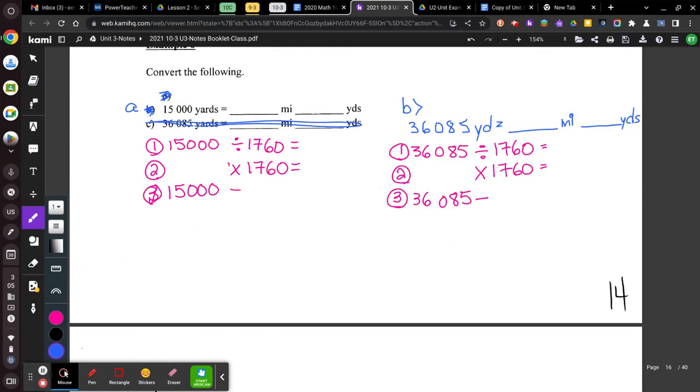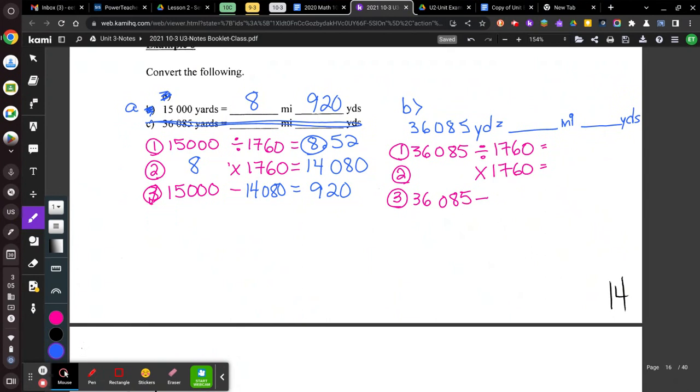So we take a look at the next 2 examples. We start with our original 15,000. We're going yards to miles again. So the first one is dividing. We're going to get 8.52. Again, the number I want is the 8. So I put my 8 in step 2. Now I multiply. I get 14,080. That's the number I subtract here. And that's going to give me my leftovers. I get 920 left over.